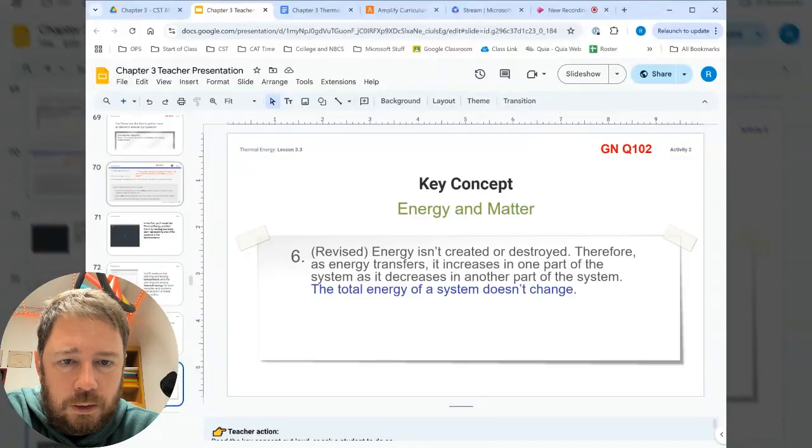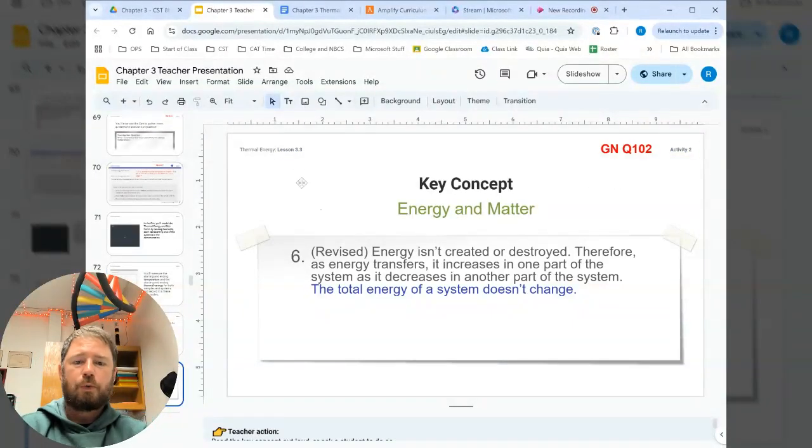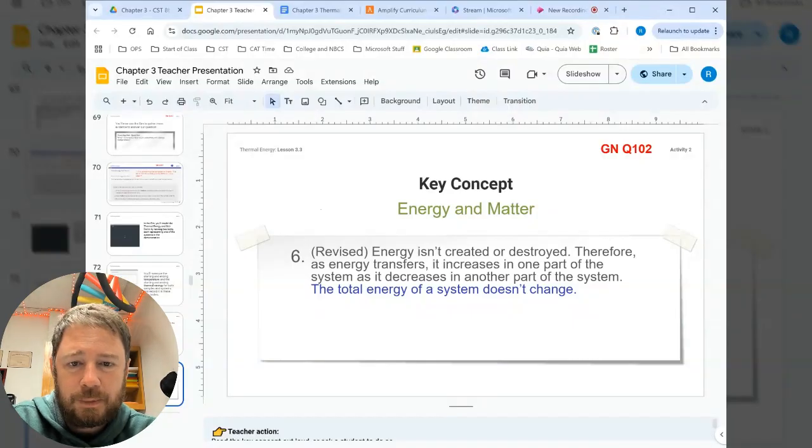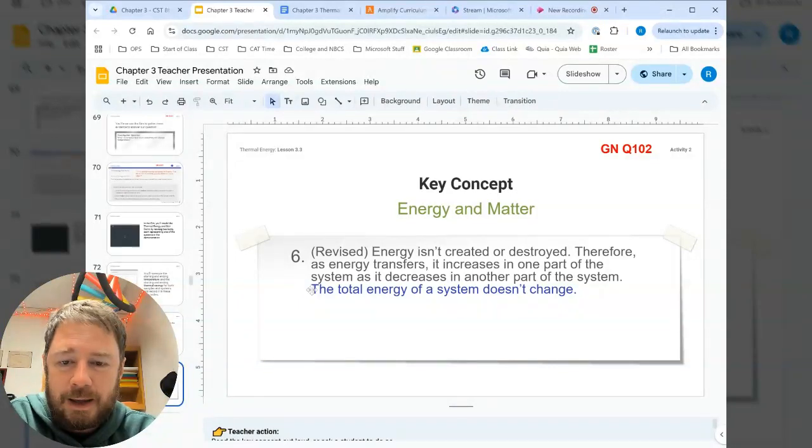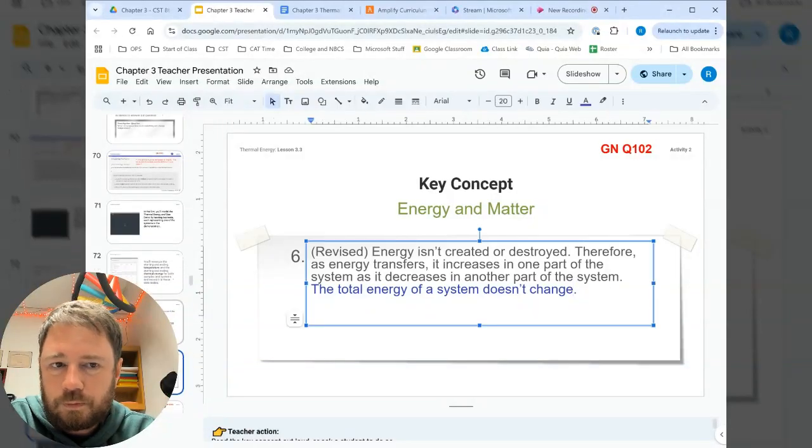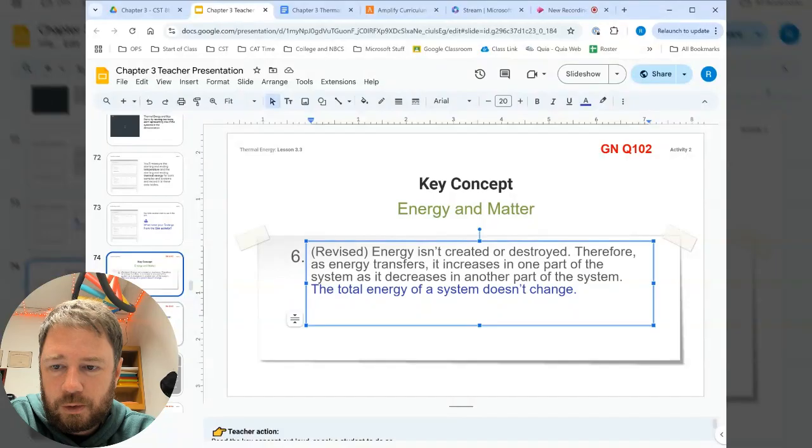Okay, going on to 102. This is a key concept. We're revising a key concept. So we learned earlier that energy isn't created or destroyed. Therefore, as energy transfers, it increases in one part of the system as it decreases in another part of the system. This is all from our previous one, but now we're going to add that the total energy of a system doesn't change. So pause and copy this down in 102.